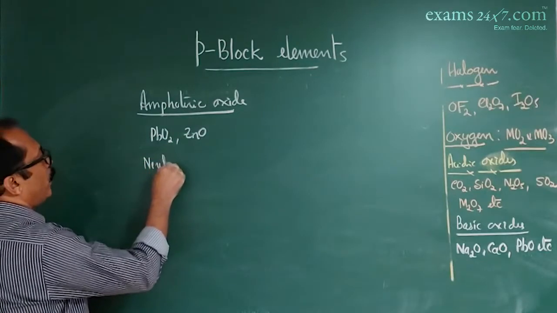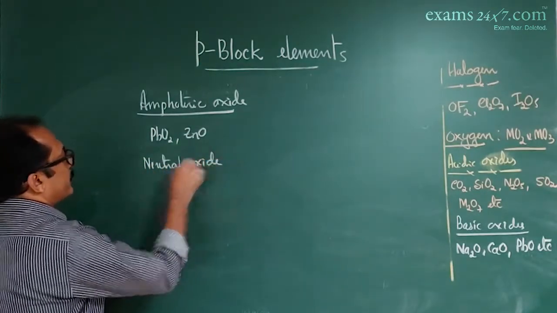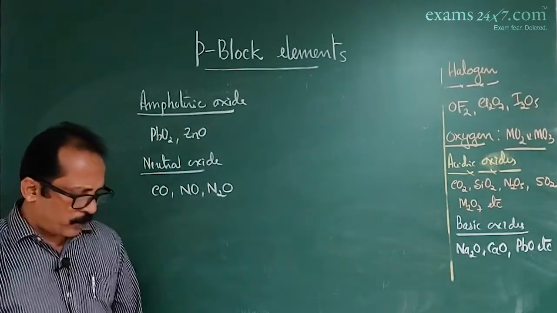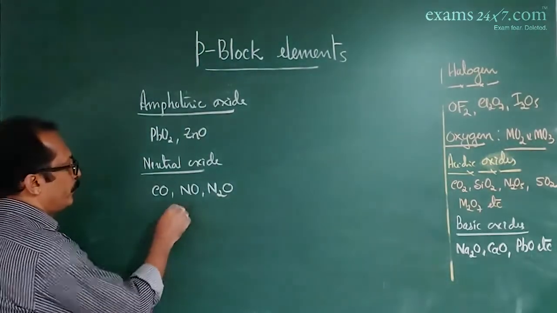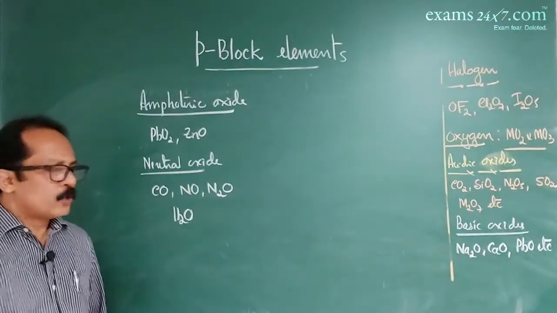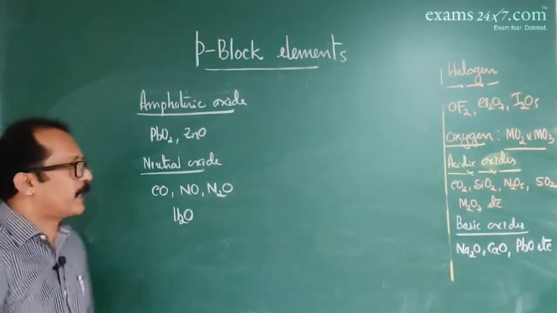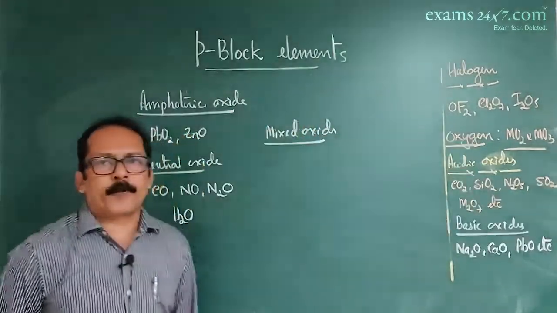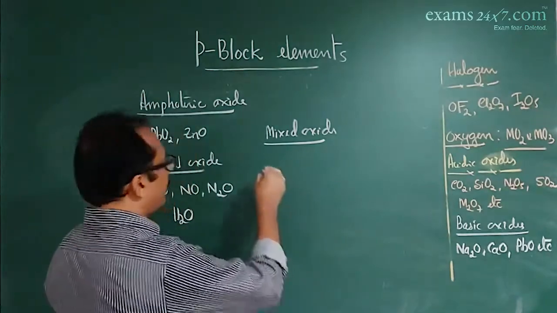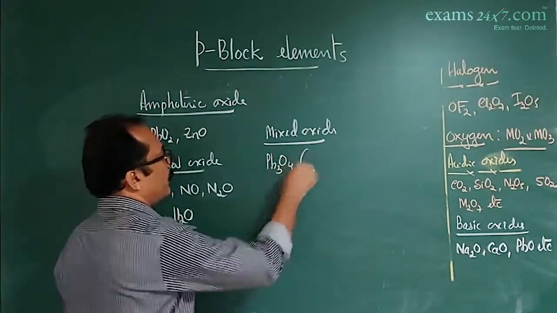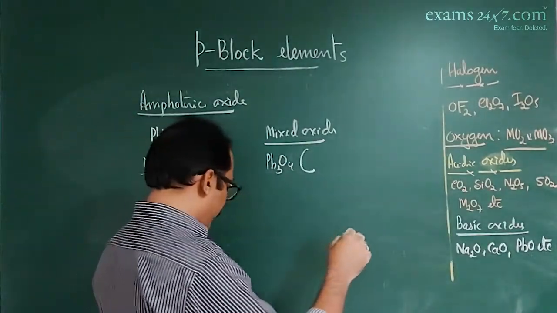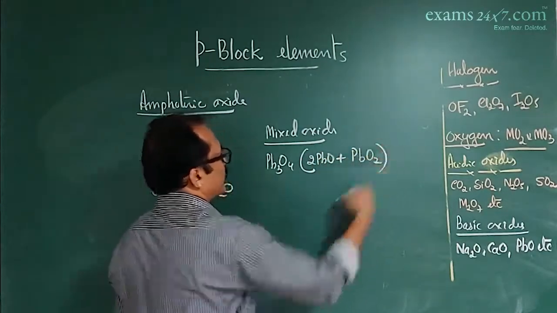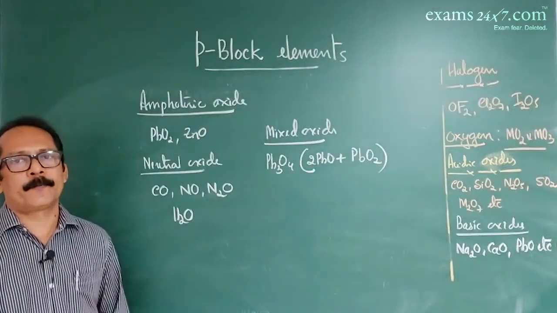Neutral oxide. Examples of neutral oxides: carbon monoxide, NO, N2O, or water. So these are the different types of oxide. Similarly, mixed oxide. A simple example of a mixed oxide is the oxide of lead, Pb3O4. It is a combination of PbO and PbO2. This is an example of a mixed oxide.